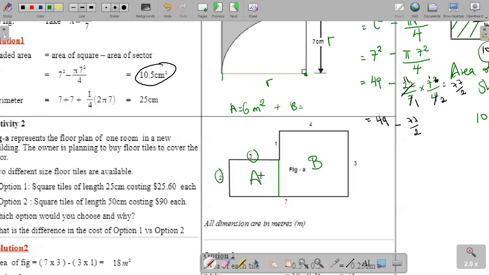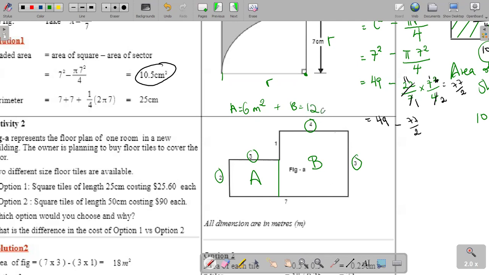We gotta pay attention to dimensions. Check again. Look at B. What's the length and the width of B only? Look at where B starts and stops. So which two numbers are we going to use for B? I would use 4 and I would use 3. So that would give me 12.